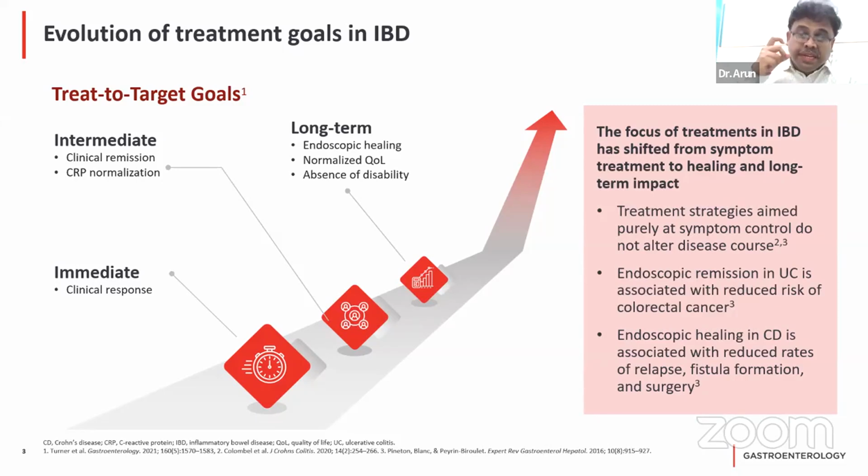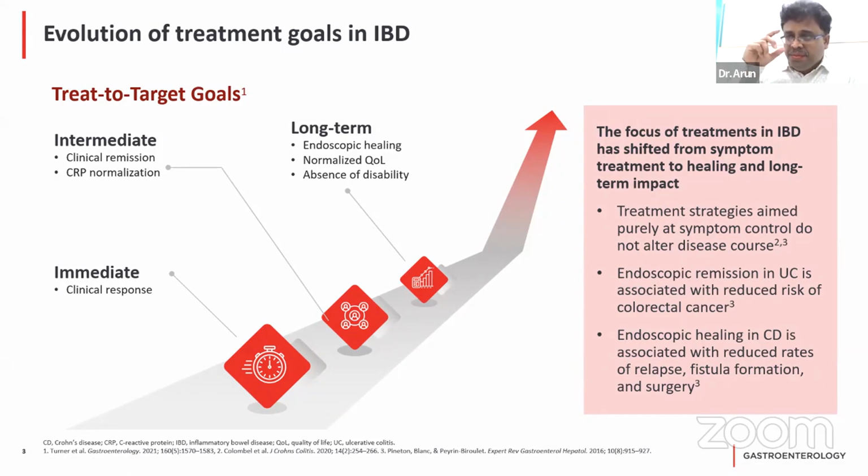Apart from that, the intermediate presentation will be your remission. The patient needs to maintain a proper remission, which means the stool frequency, the CDAI scoring, the ulcerative colitis severity index scoring has to come down. The patient has to be maintained with a lower dose of medications. That's how clinical remission is going to be attained over a duration of time. And normalization of your CRP to a level less than 6 is very, very important when you target the intermediate cascade. So the focus of treatment in IBD has shifted from symptom treatment to healing and long-term impact.